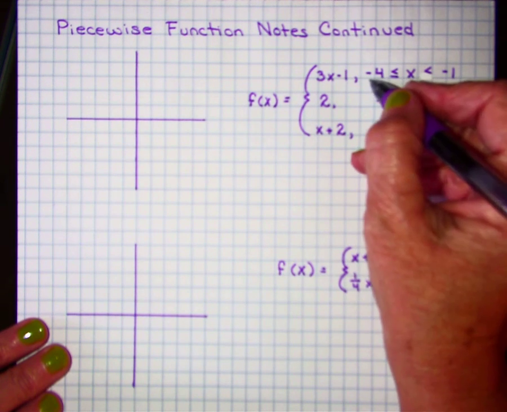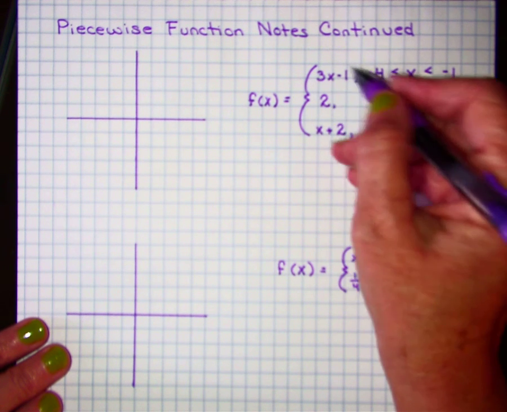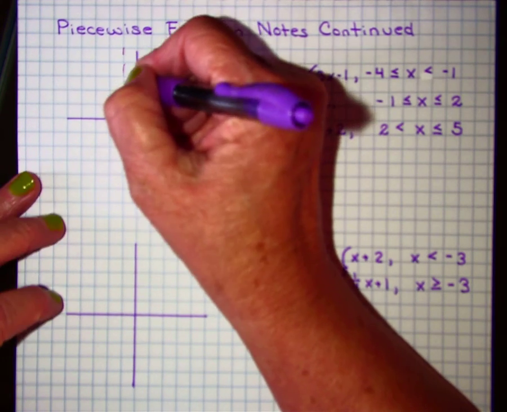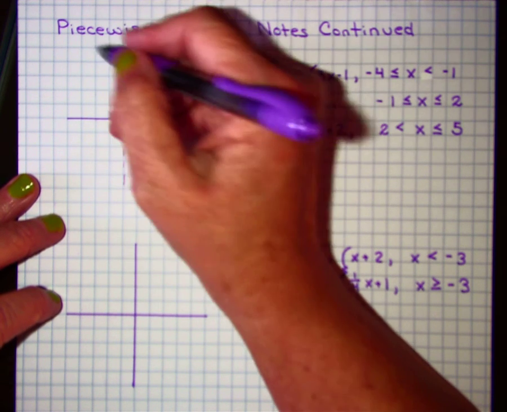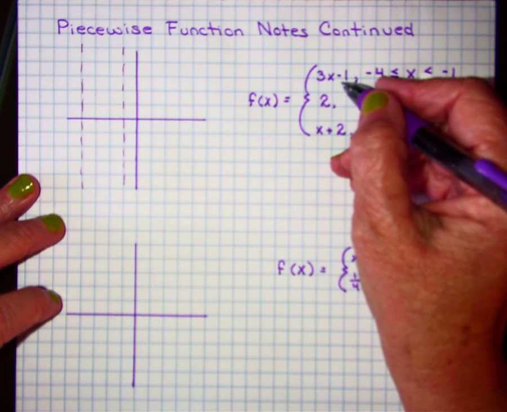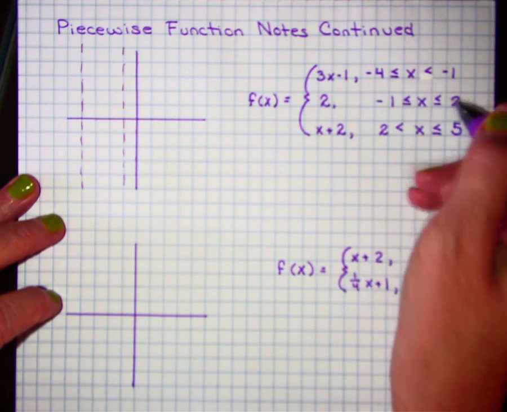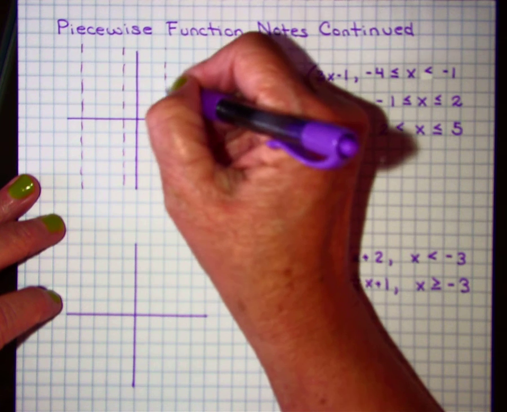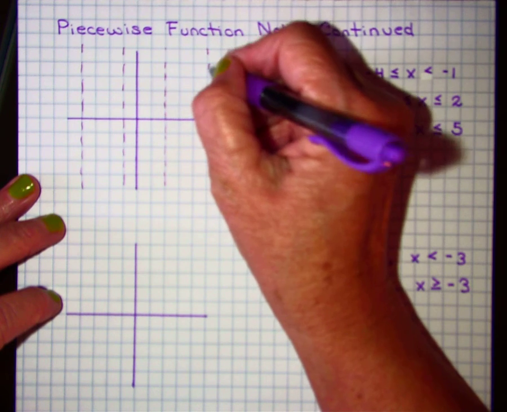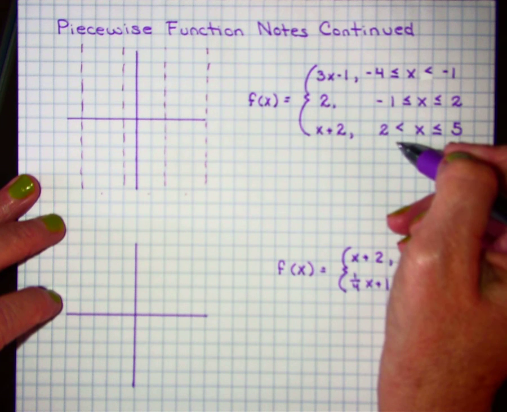Now, when I'm doing this, I have -4 is less than or equal to x, which is less than -1. That means I'm going to have this function sandwiched in between -4 and -1. So I'm going to just draw a little dotted line at -1 and at -4, because I know this function is in between there, okay? Then I have another function between -1 and 2. We already have -1 marked, so let's mark 2. And then our last one is between 2 and 5, so I'll mark 5 also. So I'm going to have 1, 2, 3 parts. I have 3 functions, okay?